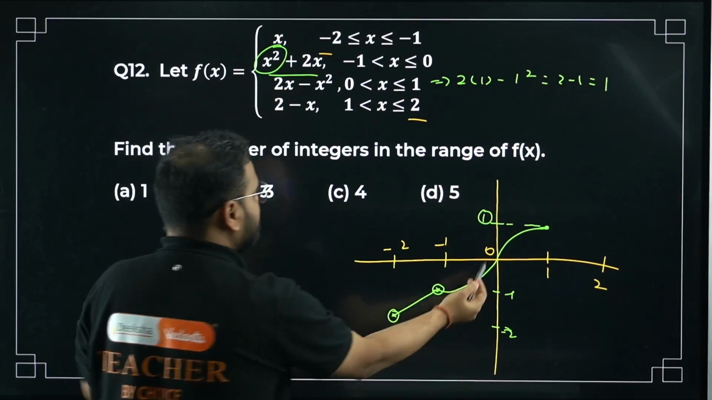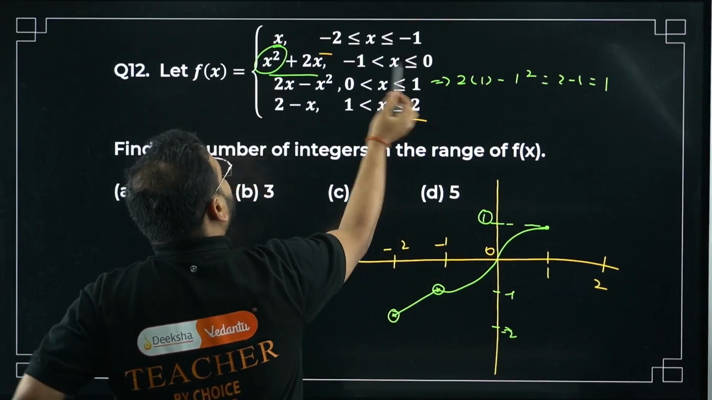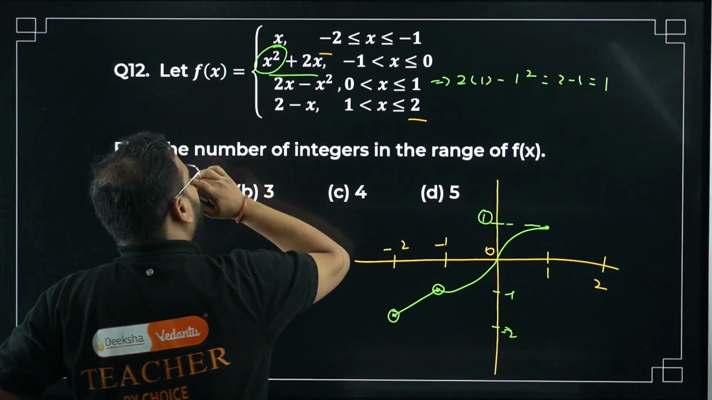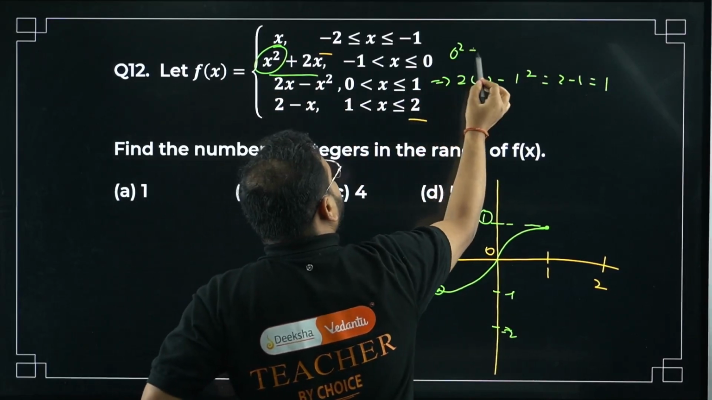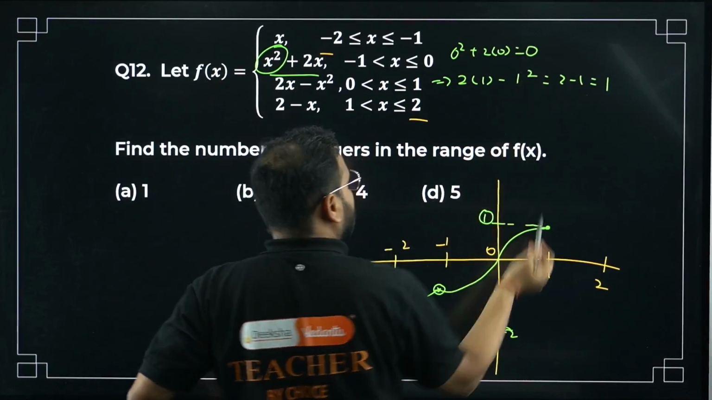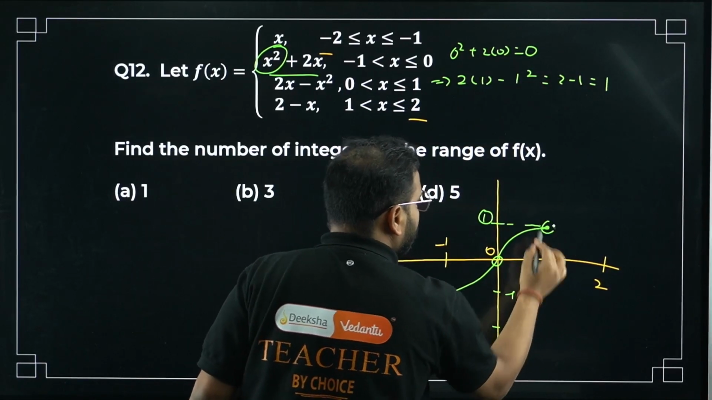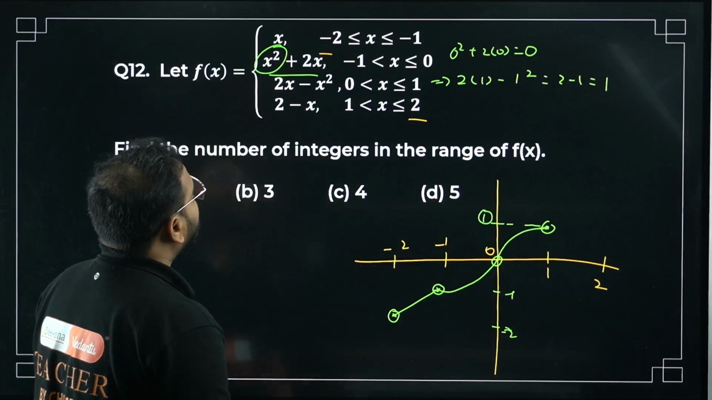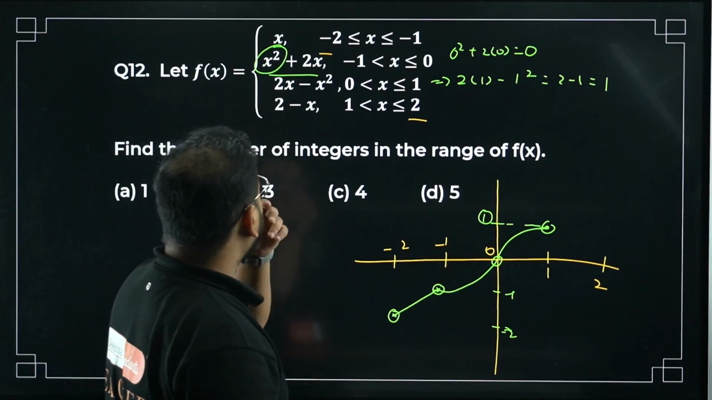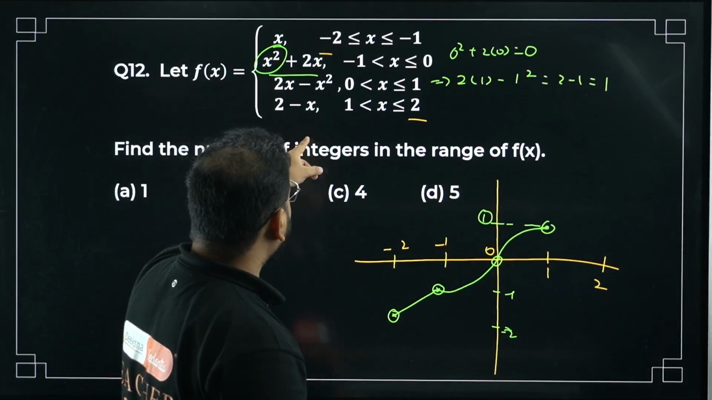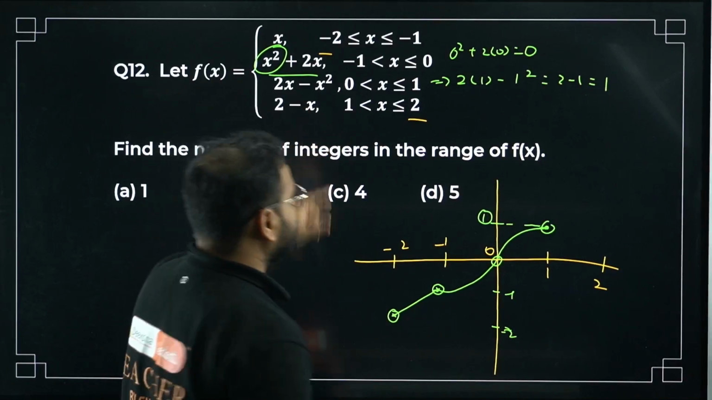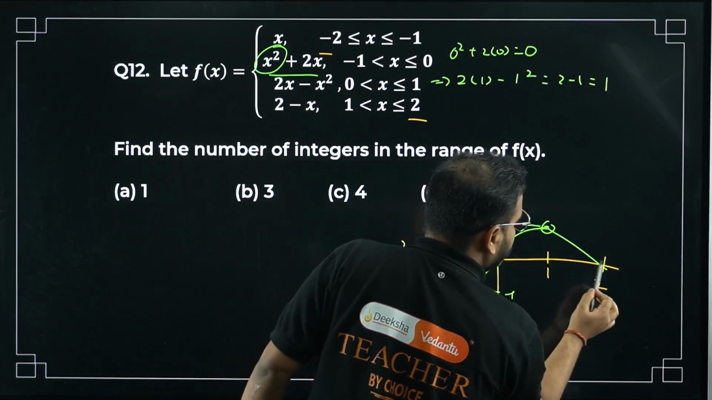At 0 it is 0. How come, sir? Check here. Put 0 here: 0 square plus 2 into 0. What is that? Simply 0. That's why I put here 0. So I have the third value over here, the fourth value over here. What about the next one? I have minus 2 minus x, a negative slope, right? When x is 2, it will become 0. So this is the curve.